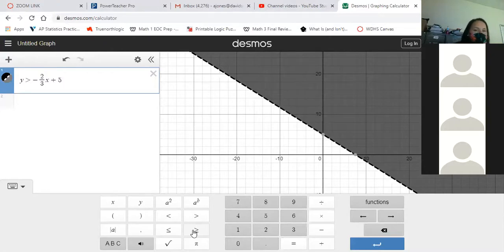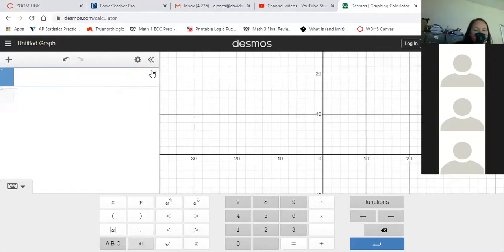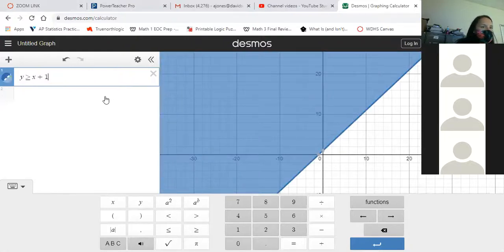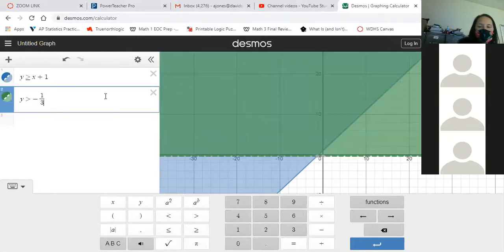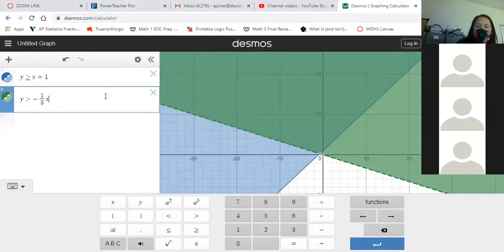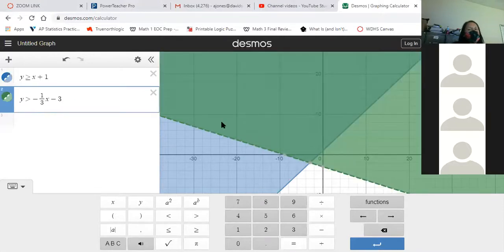If we're doing systems of inequalities, you can graph them both in your calculator, or you can graph them both on Desmos. So now I'm looking at 26. 26 says y is greater than or equal to x plus 1. And then you put your second one in as well. Y is greater than negative 1/3 x minus 3.